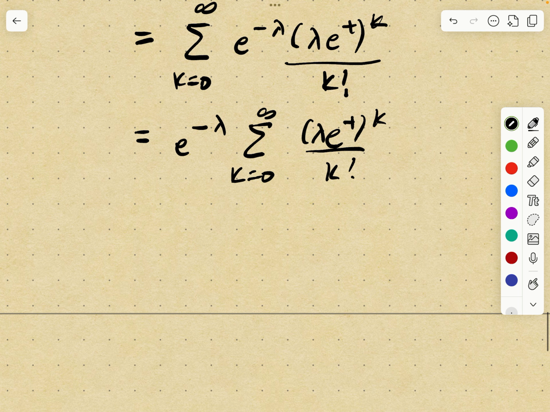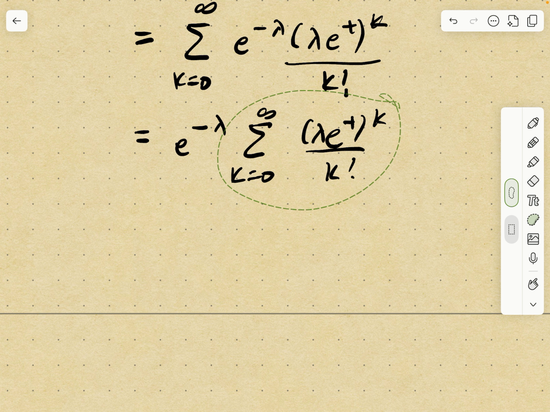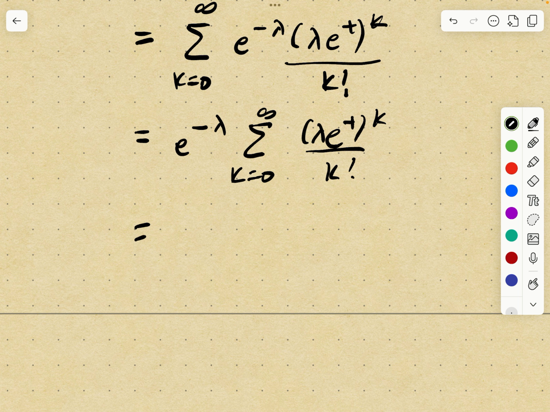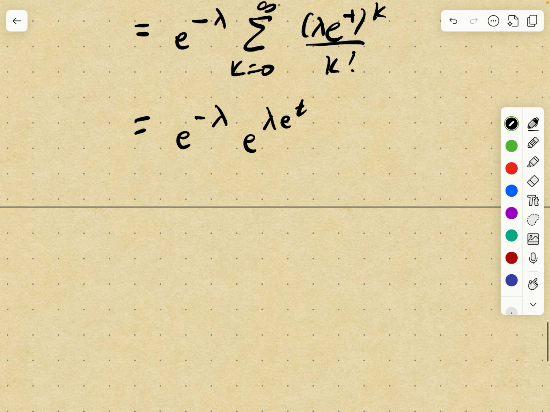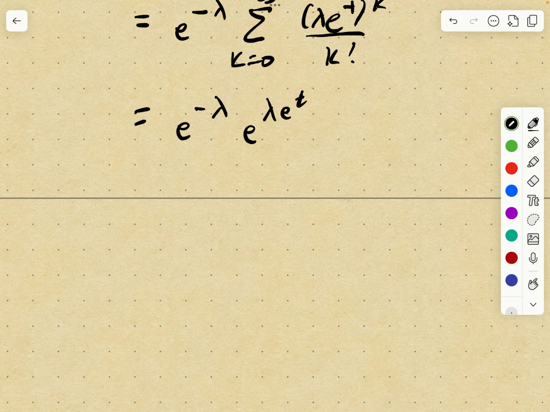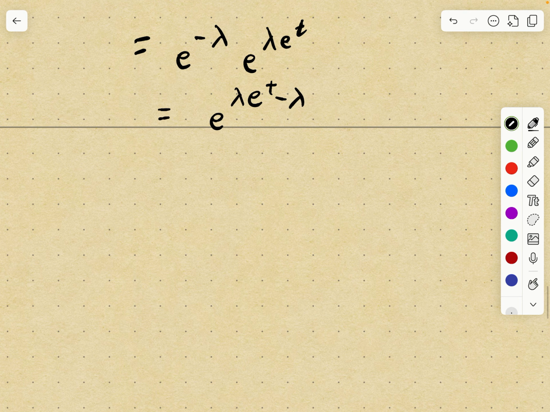And now this summation is just the summation of x to the k over k factorial, where x is lambda e to the t. And so you have e to the minus lambda, and then times e to the lambda e to the t. So this is going to be e to the lambda e to the t minus lambda. That's the moment generating function of the Poisson distribution.